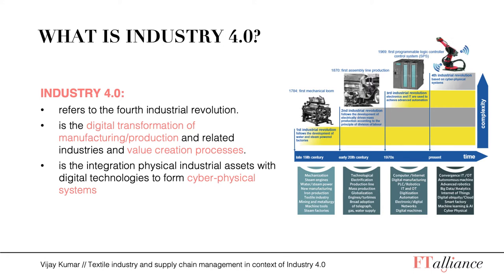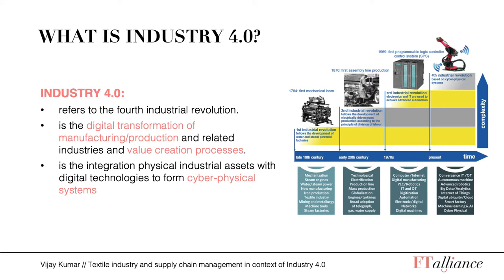Looking back at the existing three industrial revolutions, as we see in this picture on the right hand side, the first industrial revolution was in the late 19th century when machines came into the picture. The first revolution was related to the mechanization of the processes, and the second was related to assembly lines, which were more electrically driven, that is, producing in mass. And the third industrial revolution is related to electronics and IT.